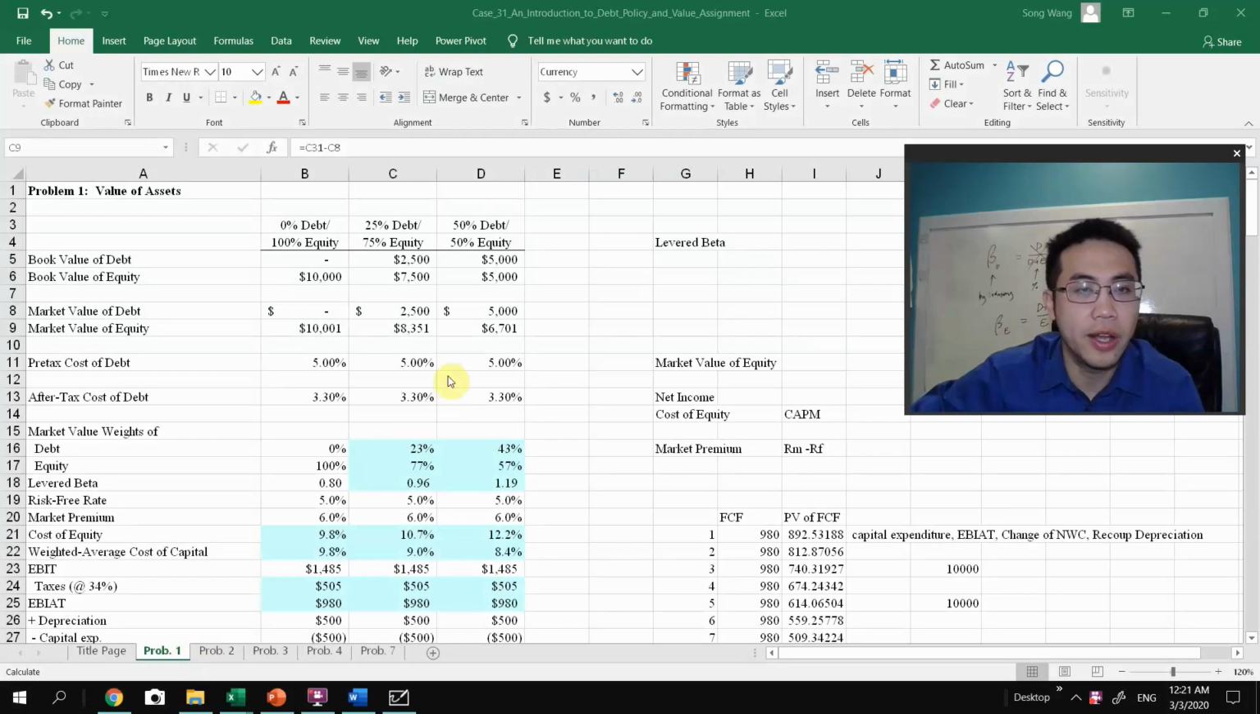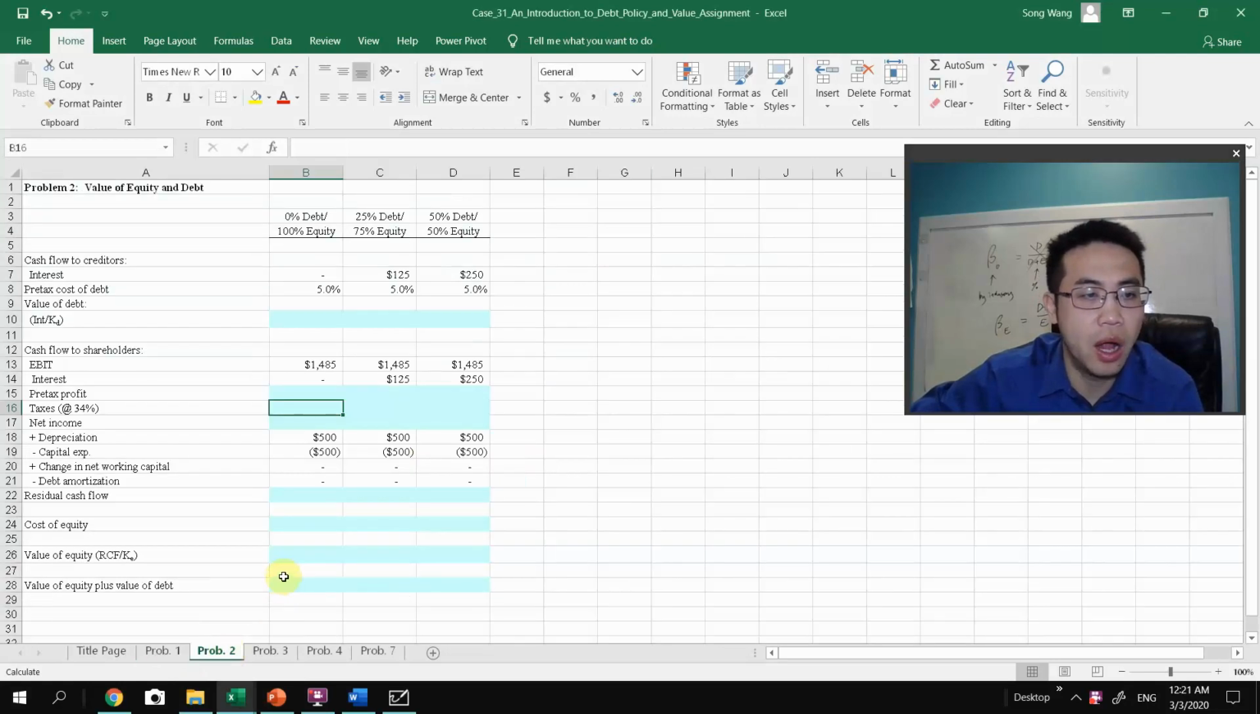In problem set 1, we try to learn how to calculate the firm's total assets based on the free cash flow analysis and the weighted average cost of capital. In problem 2, we still are working on the company's total value. This time we're going to solve for the value of equity, and then solve for the value of debt, and then use the summation of the two to get the total value of the assets.